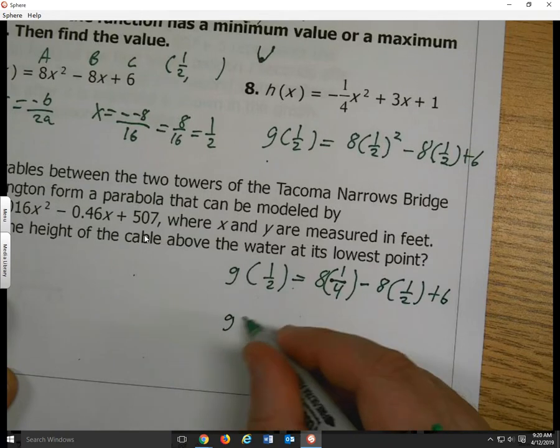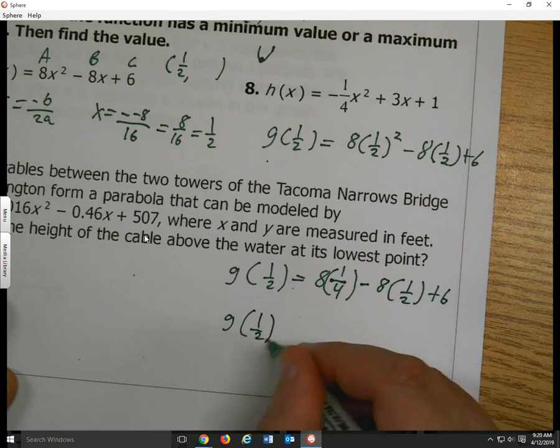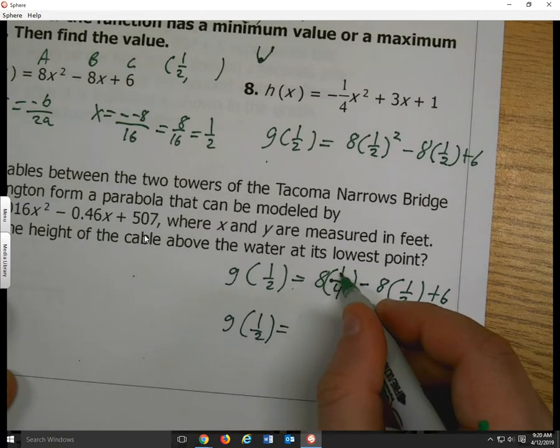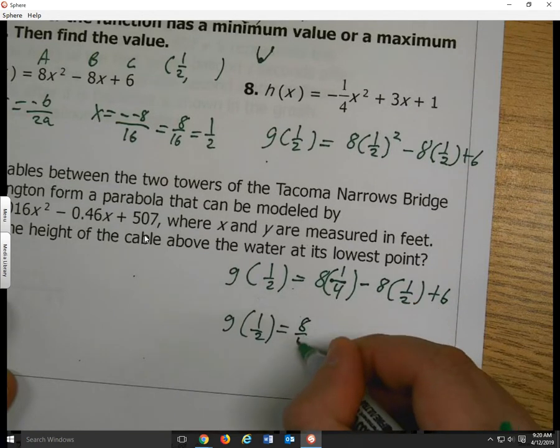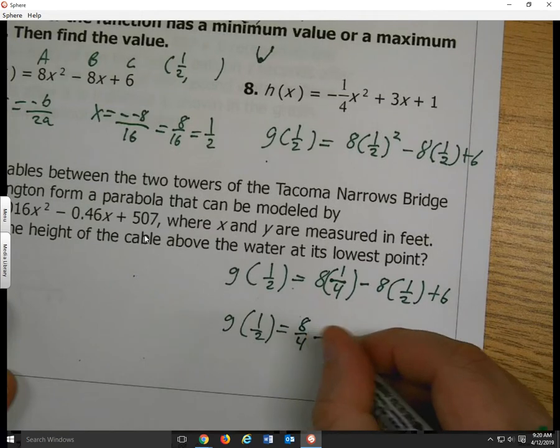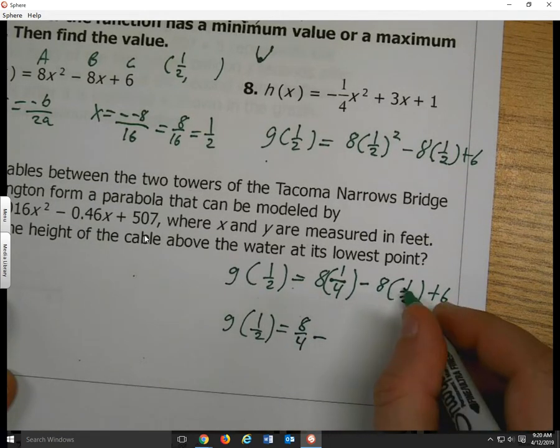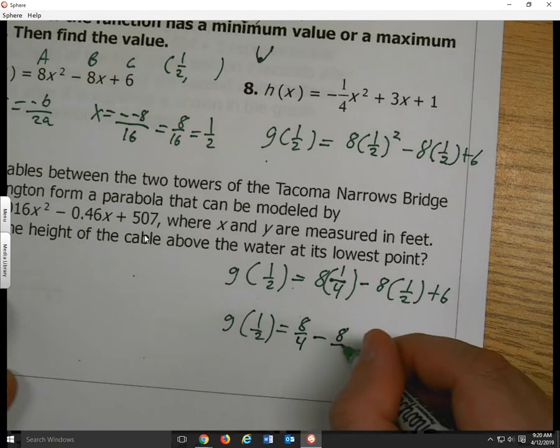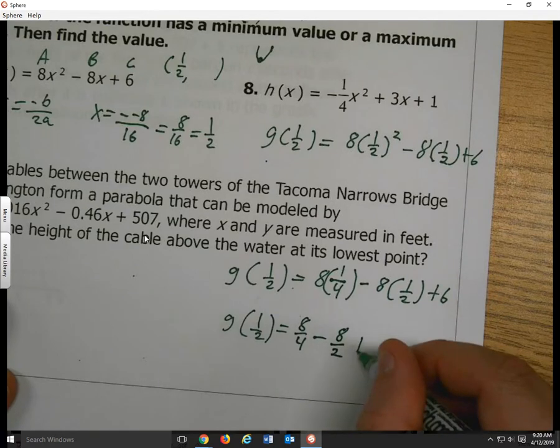Then we multiply. How do we multiply a fraction with a whole number? Well, there's a couple ways. I like to just multiply and then divide. 8 times 1 is 8 divided by 4. Minus 8 times 1 is 8 divided by 2 plus 6.